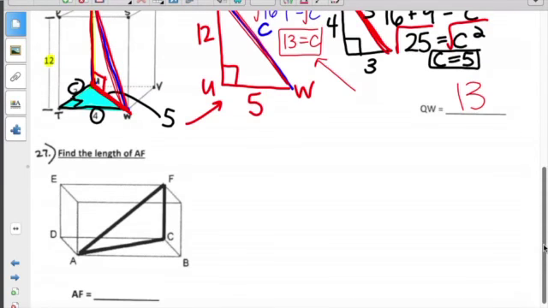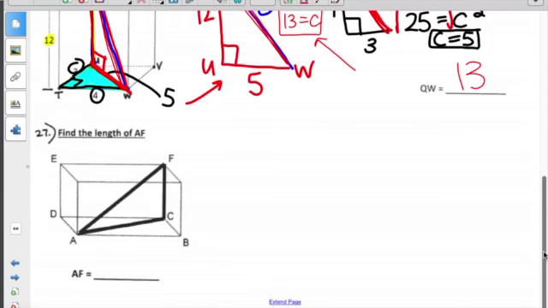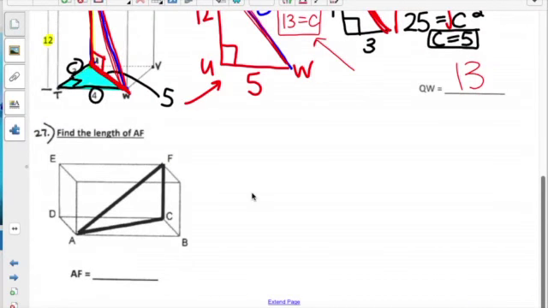Okay, so the last one on this page is number 27. I'm going to give you the numbers and you are going to solve. All right, so we are on 27. We're going to find the length of AF, which on the top of this page it asked you to explain how to do that. So this is what we're going to do.